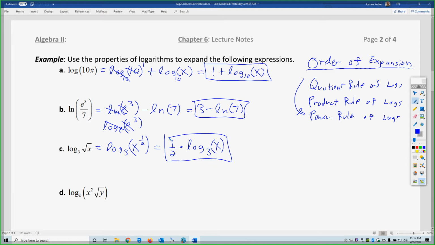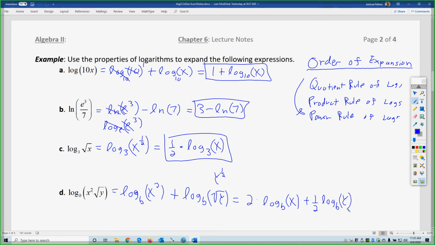Okay, the next one is our first one that actually has multiple things to do. There is no quotient in this one, but there is a product right there. So this is log base b of x squared plus log base b of the square root of y. Then we do the power rule last. So this is 2 times log base b of x. And remember, the square root of y is actually y to the 1/2. So that's plus 1/2 log base b of y for our final answer.